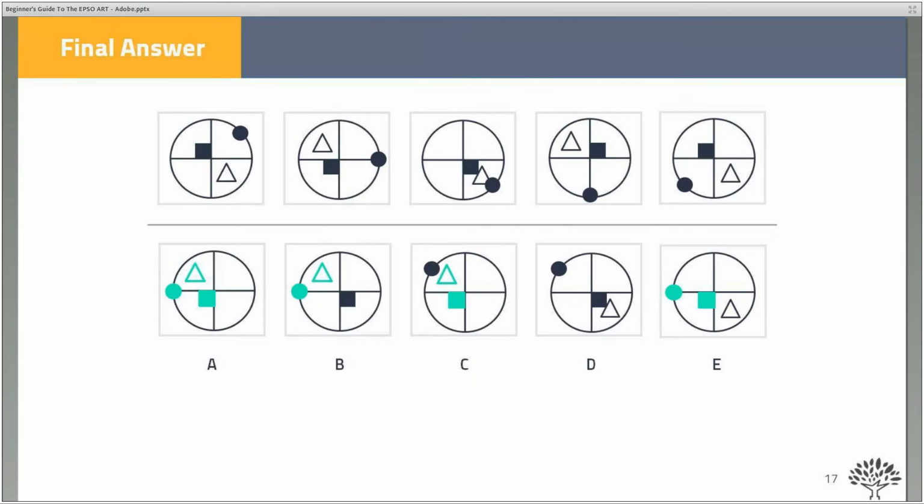So this is what it looks like. The green shading is something, I should say, that we've added just to illustrate this.